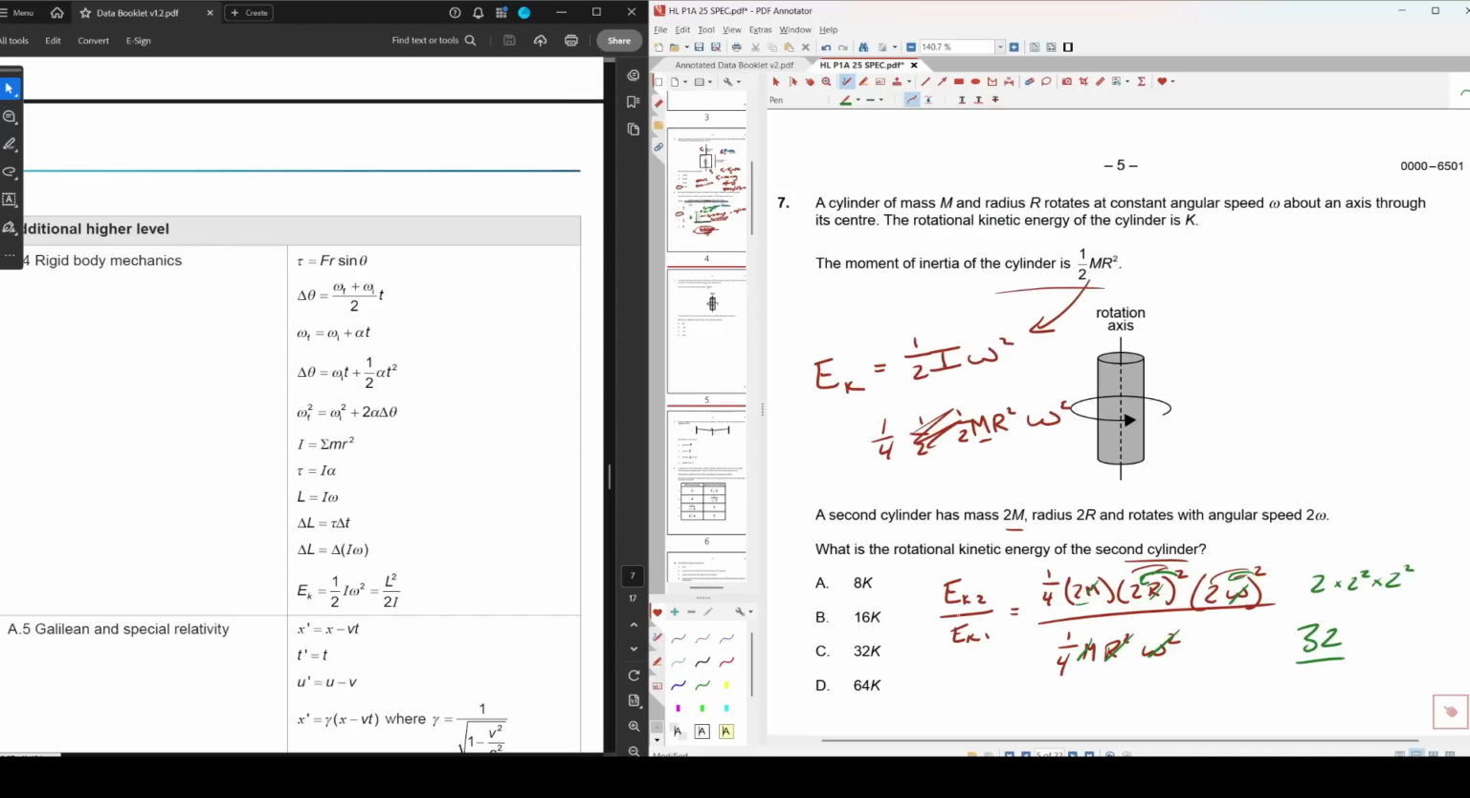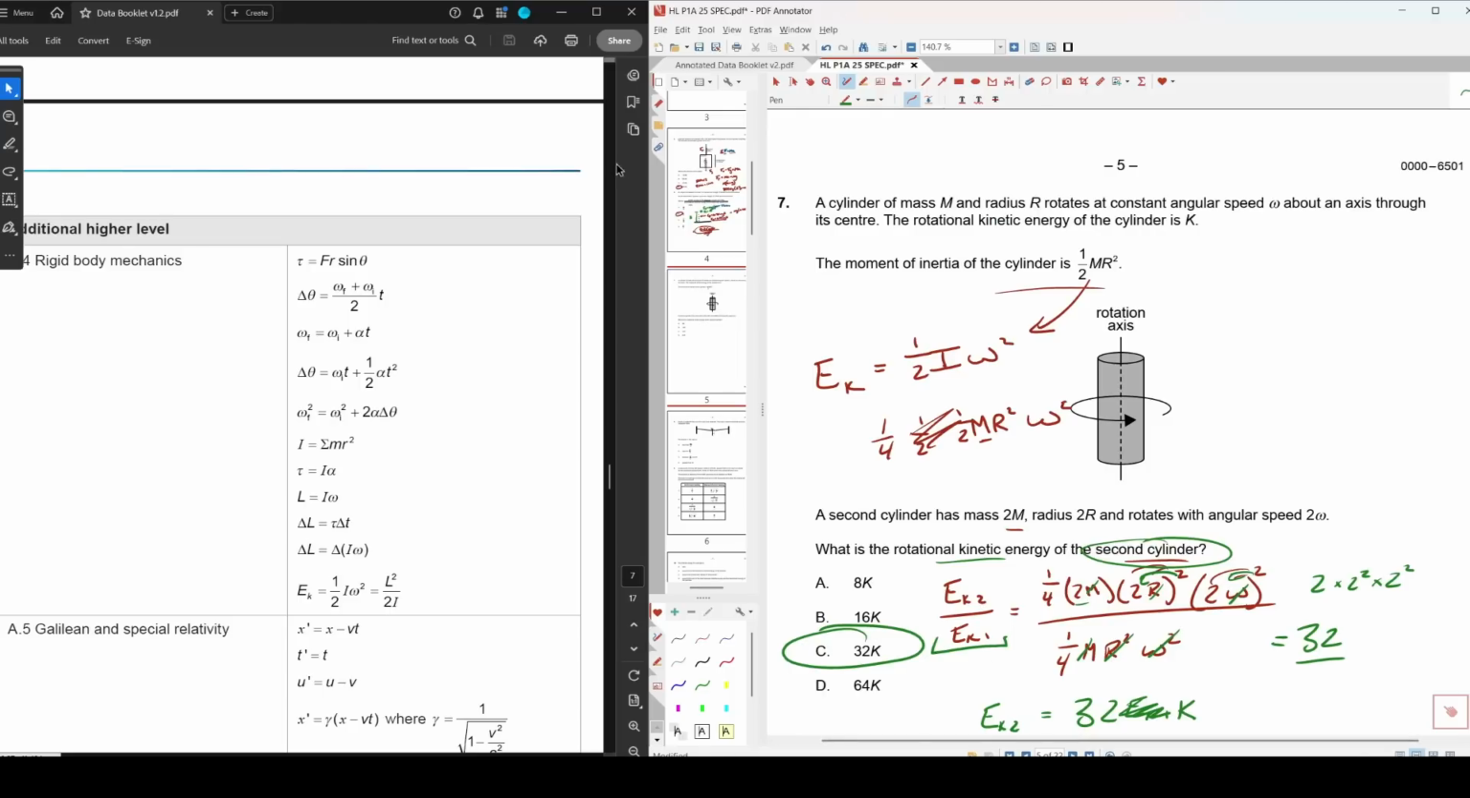And remember what I'm doing. I'm solving for the rotational kinetic energy of the second cylinder. So let's solve at the end, because what I just found here is the ratio. EK2 over EK1 equals 32. So EK2, just making sure I didn't ratio upside down, is 32 EK1. And they said we're just calling that rotational kinetic energy K. Why the heck not? It's C.